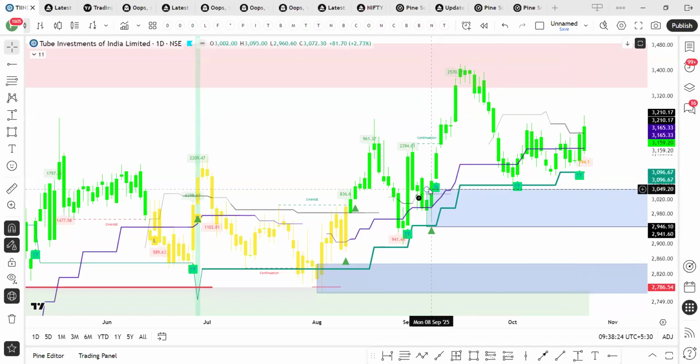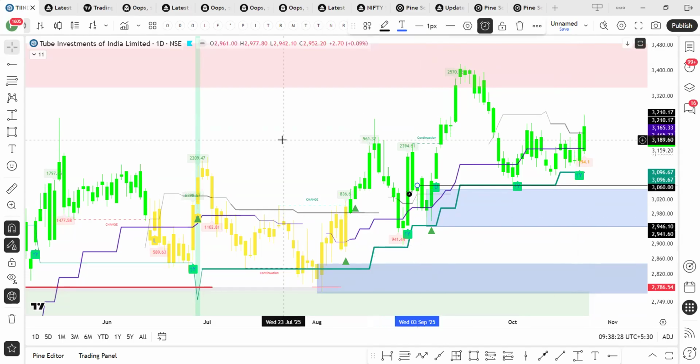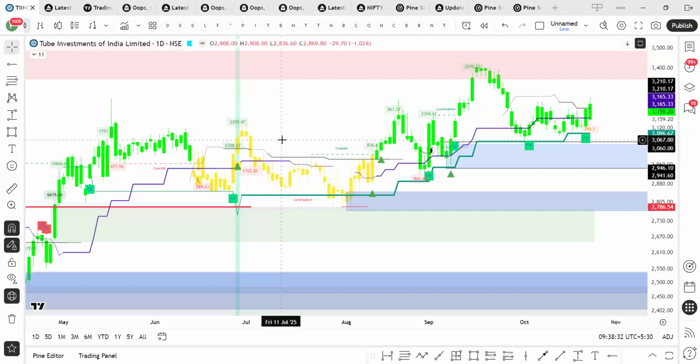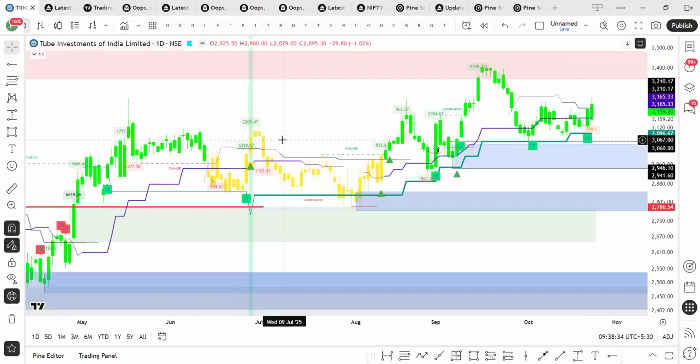I will look for the 3050 level. I'll keep my alert at a slightly higher level, 3060. If price touches there, I will check again and I will take a decision at that time. Okay, that is about Tube Investments India.